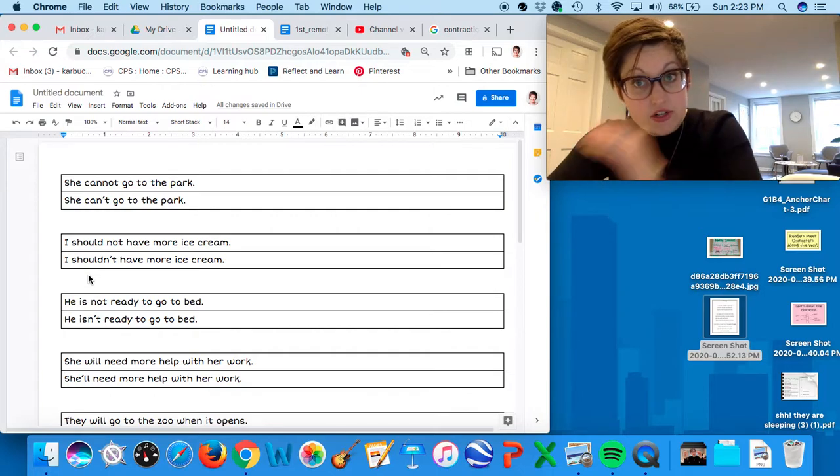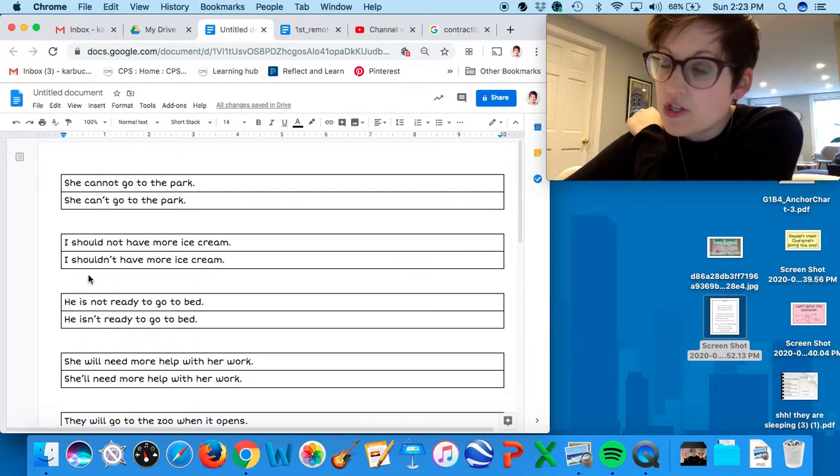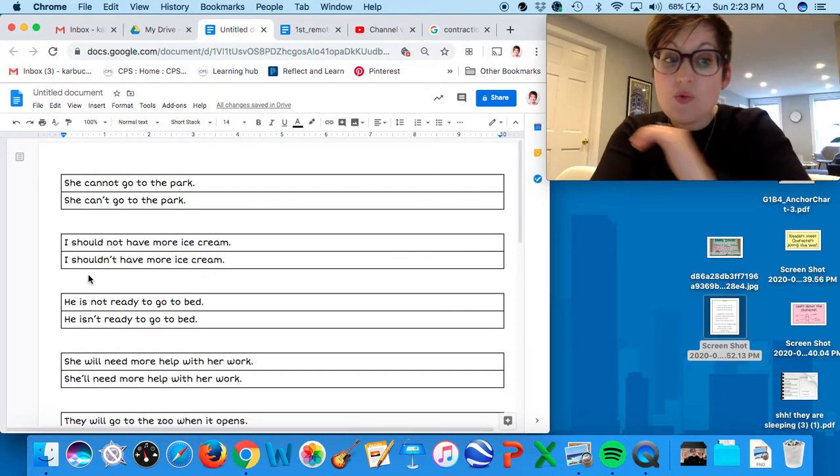So you're going to head to your Seesaw account and you are going to work on your activity in the Seesaw account, which is reviewing our not and will contractions.